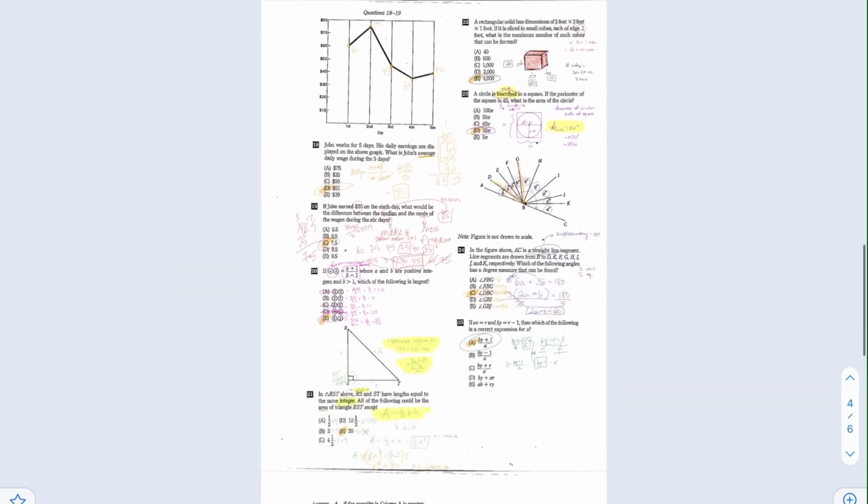So here, this is the summary for this page.